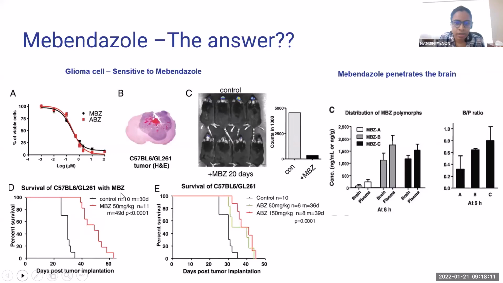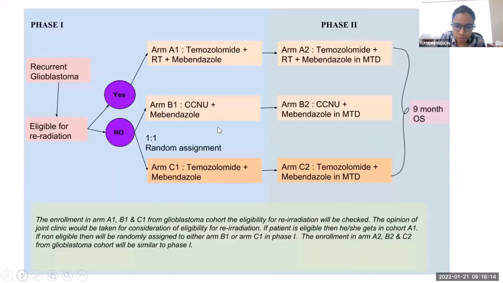Early phase studies were done, and we also conducted a phase 1, phase 2 study, which is nearly complete. 2 arms are completed, 1 is still ongoing. The aim of this study was to use mebendazole along with standard chemotherapy. It was not a single agent. It was combined with either CCNU or temozolomide, the commonly used standard of care at our center. In patients who are fit for local therapies, that is resurgery or re-radiation, we had a re-radiation arm where temozolomide with RT was given and mebendazole was added to the same. This arm is still ongoing.